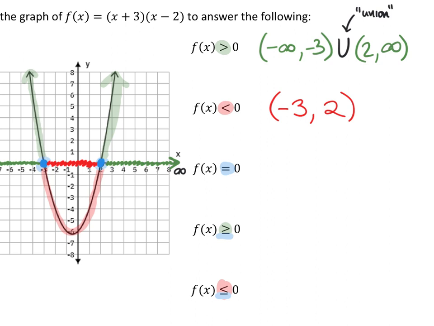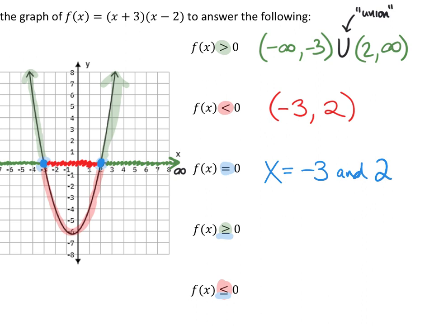Okay, the third question says, where is f of x equal to 0? That's just 2 points, right? What are the two numbers where f of x is equal to 0? -3 and +2. Those are the two places where the graph is exactly equal to the x-axis, where it's touching or on the x-axis.